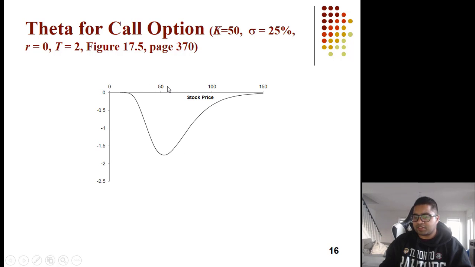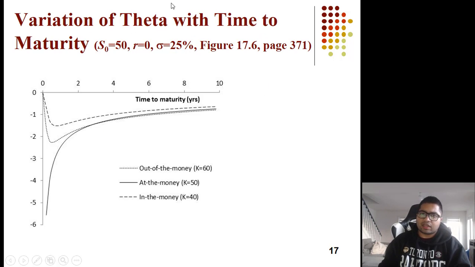So this is theta for a different option. Theta is generally very high for options that are at the money. So $50 is at the money option. So theta is high for options that are at the money. It is generally low for in the money options or out of the money options. Okay. Now, how does it progress with maturity? So if you have longer maturity options, theta is low. If you have shorter maturity options, theta is high.